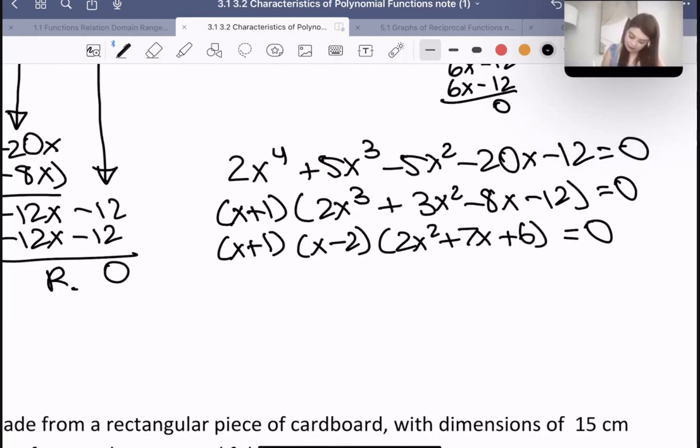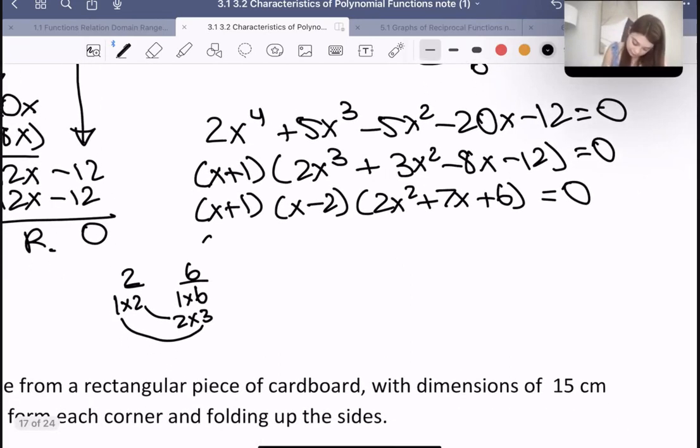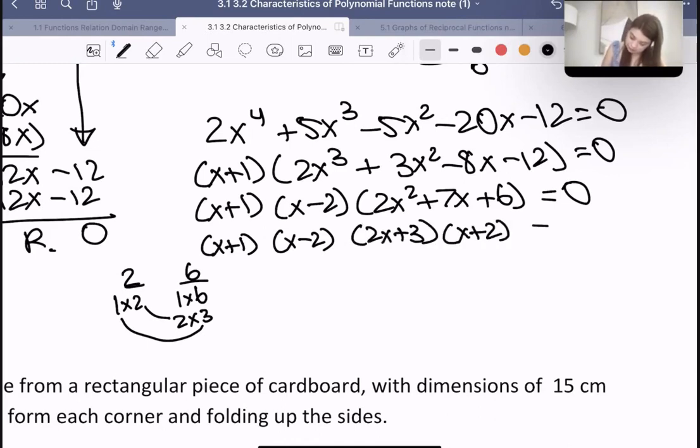We have the numbers 2 and 6. So that's 1 times 2, 1 times 6, and 2 times 3. And can we get those to add up to 7? And yes, we can. 2 times 2 is 4, plus 1 times 3 is 3, is going to be 7. So therefore, x plus 1, x minus 2, and then for our new ones, we're going to have 2x plus 3 and x plus 2 equals 0.